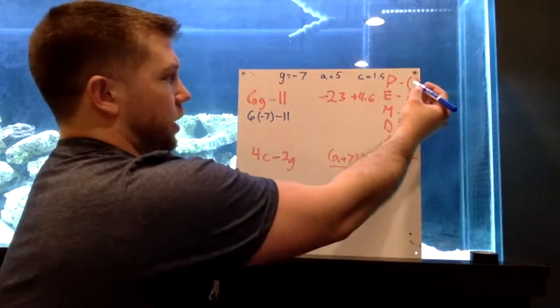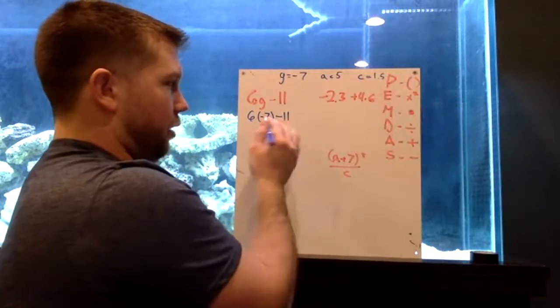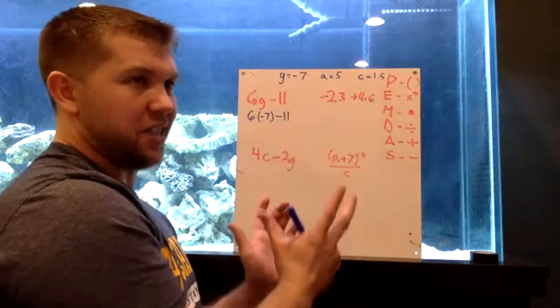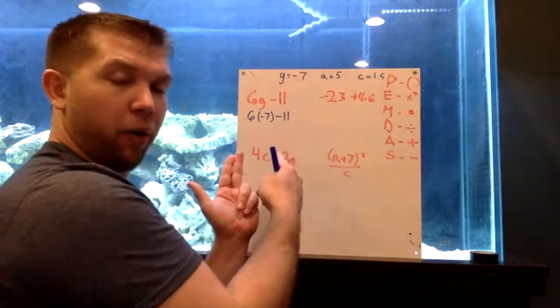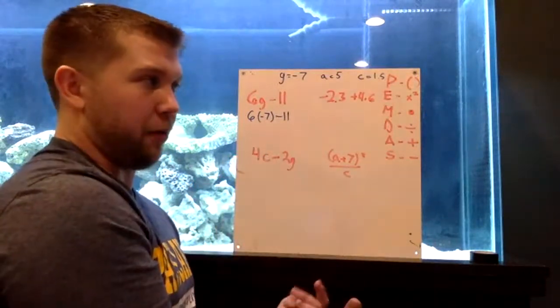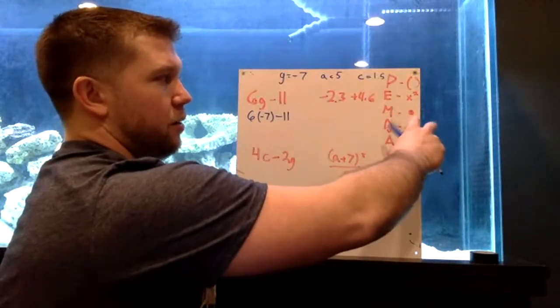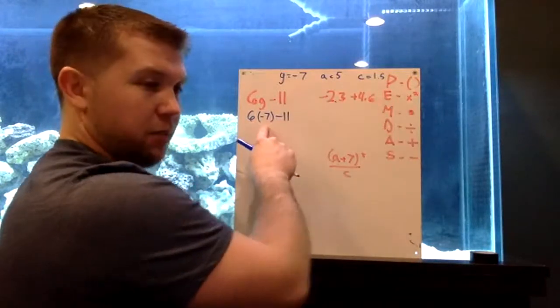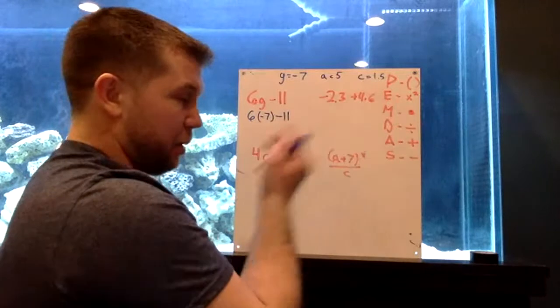I have no parentheses. I do have parentheses, but there's nothing going on inside there besides containing the negative. So though there are parentheses there, there's nothing really I can do with that right now. There's no exponents. There is multiplication because I'm multiplying 6 by this negative 7. That happens to be in parentheses.